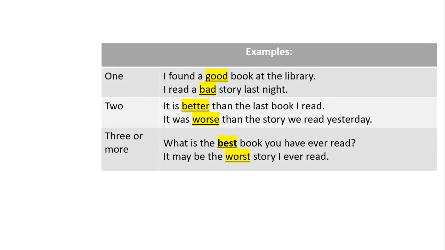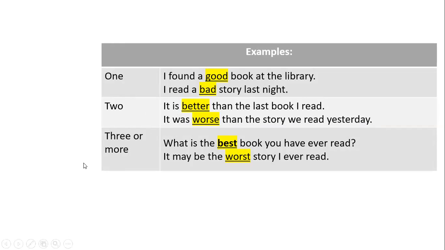That is the adjective. But what happens when you are comparing two things? Good then turns into better, and bad turns into worse. Let's read the example. It is better than the last book I read. Notice the keyword than here, right? And you're comparing the book that you're reading now with the last book that you read. You're saying that this one is better. Second sentence, it was worse than the story we read yesterday. You're saying that the book that you're reading now is worse than the story you read yesterday. You're comparing the book from yesterday with today's book. Notice the word than here, see the keyword? And this is the comparative form for good and bad.